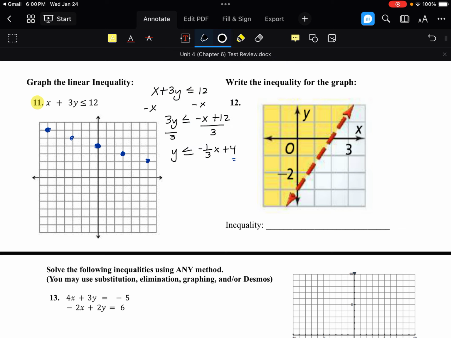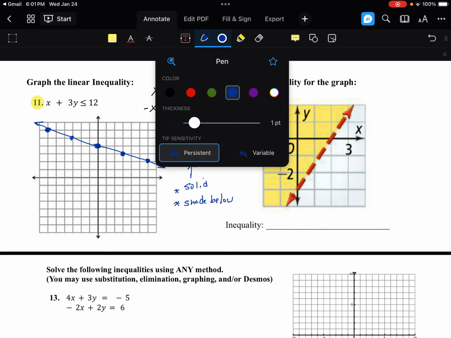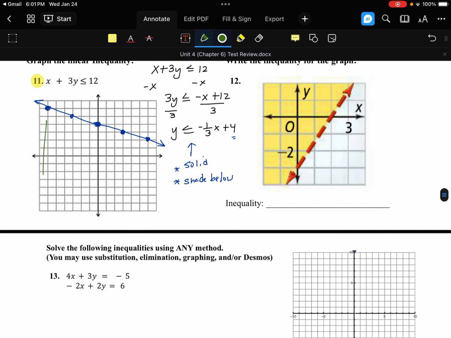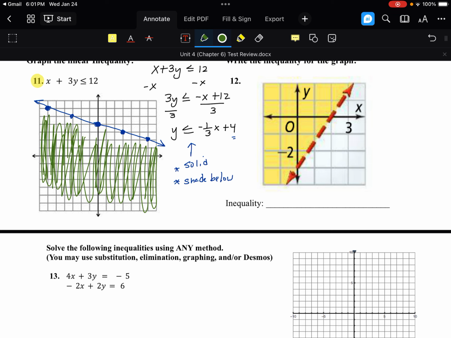Because the inequality symbol is less than or equal to, this means it's going to be a solid line. So we're going to go ahead and draw a solid line to connect our points. Since we are dealing with the less than symbol, that means we would shade underneath or below. So shading below means we would be shading to this side of the line. So everything in this region is going to get shaded because this is the solution region to our inequality. Every point in this region is a solution to this inequality.